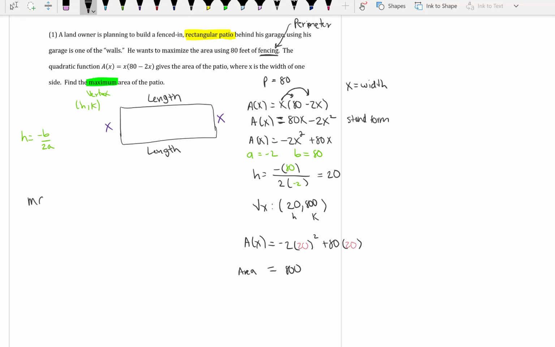Now when it talks about the maximum area of the patio, remember that the x value represented the width and the k value, the output, represents the area. So here my area is going to be my 800 feet squared. Okay, and that's going to be my answer.